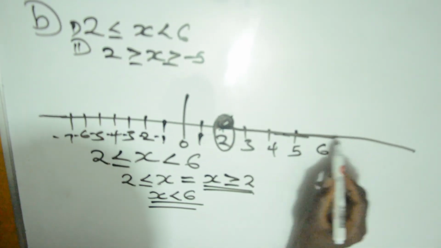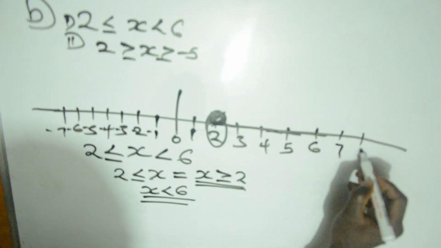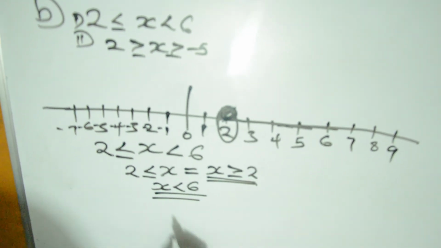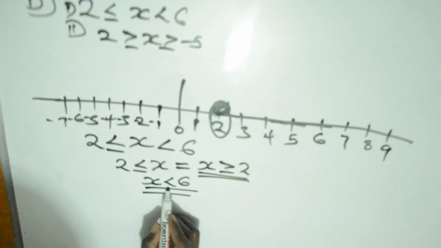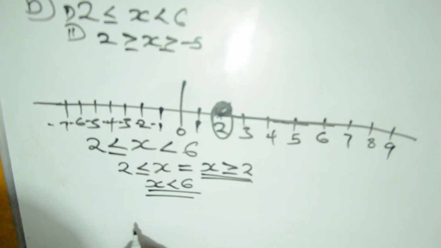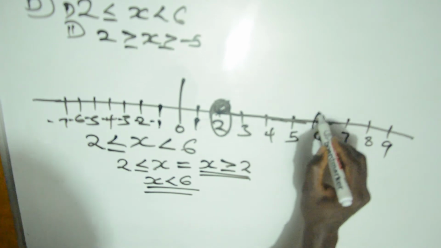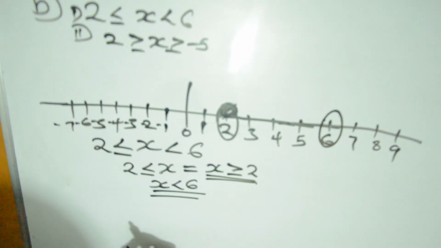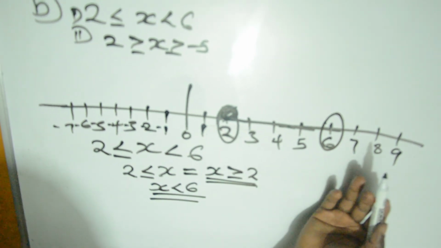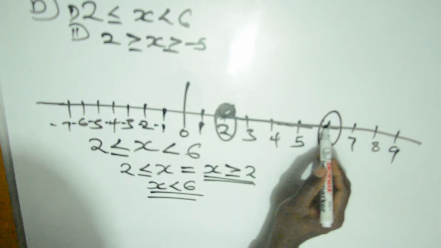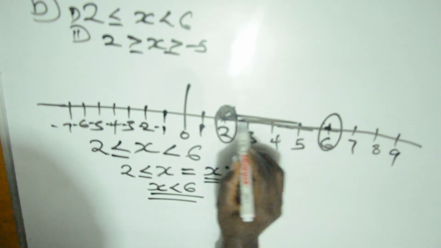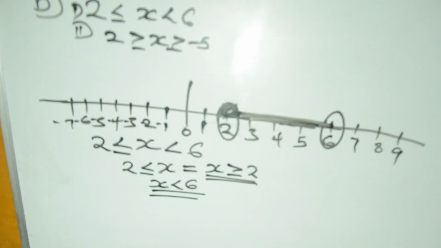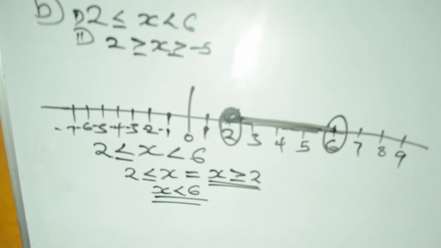All these numbers, 7, 8, 9. But we have our next inequality, which is x is less than 6. So you're going to place where 6 is, and then you draw that line. Are we together? But they've said it's less than 6, so it means x represents all the numbers that are below 6. So you're going to mark from here, and then you draw a bold line there. So that's how you represent those two inequalities on a number line.